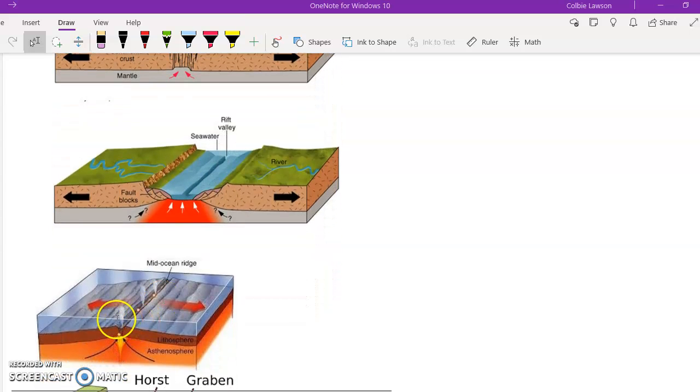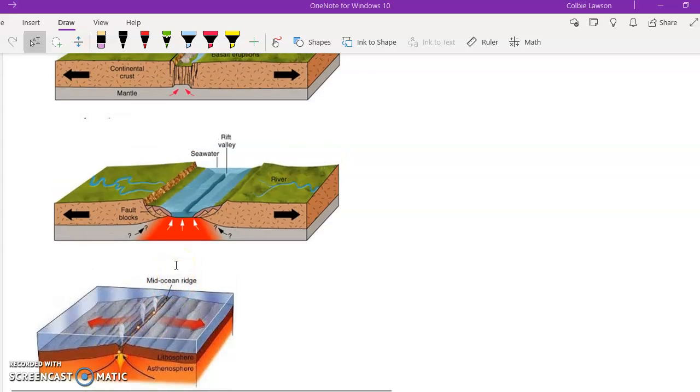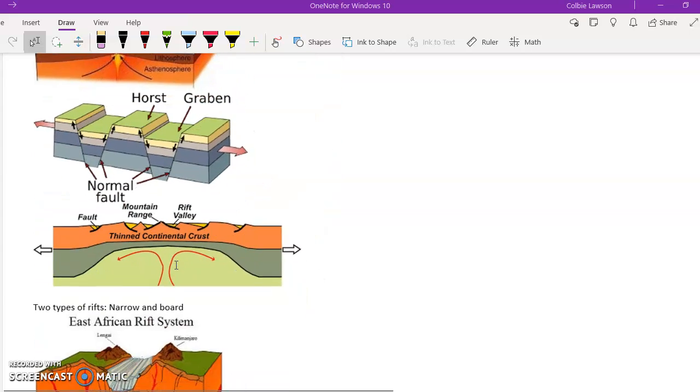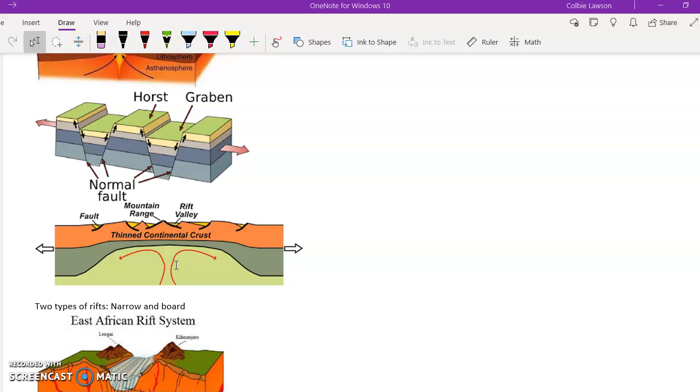So this would be a mid-oceanic ridge. As you can see, the water's filling that up. So these separate pieces continue to drift apart, and those eventually become continents, and that process is known as rift to drift. The next thing we're going to talk about is this picture.